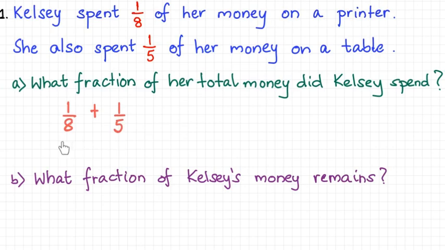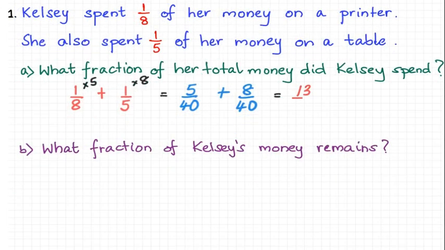We know that these two fractions are unlike fractions since they have different denominators. And so in order to add these two fractions, we should make them like fractions, that is, find the common denominator. You multiply the first fraction with 5 and the second fraction with 8. By doing that, we get the respective equal fractions 5/40 and 8/40 with the common denominator. Now, since the two fractions have the common denominator 40, we could add the numerators 5 and 8, which gives us 13/40. So Kelsey spent 13/40 of her total money.